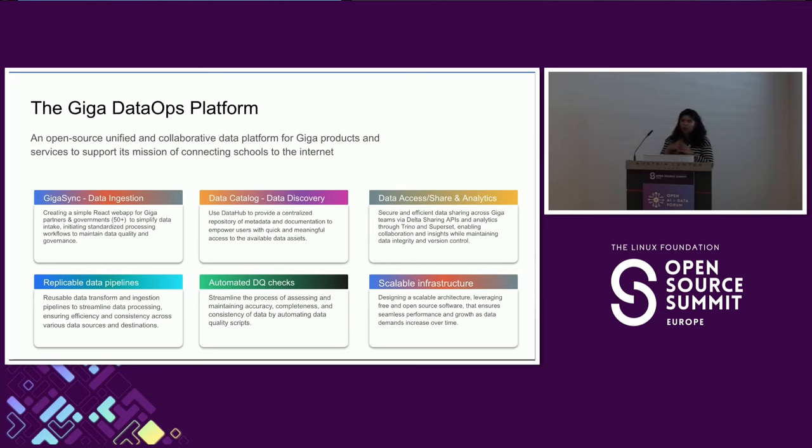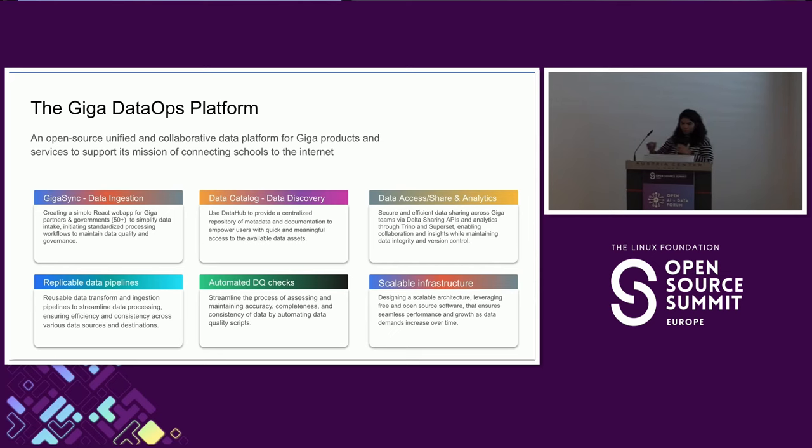And then how to share this data or make this data accessible to the internal team as well as the external partners and governments. So that's data access and share. That's done through different APIs that we developed. I'll talk about this piece. So basically, we have done the APIs on top of our data. So it's the same source of truth. And then the analytics on top of it.